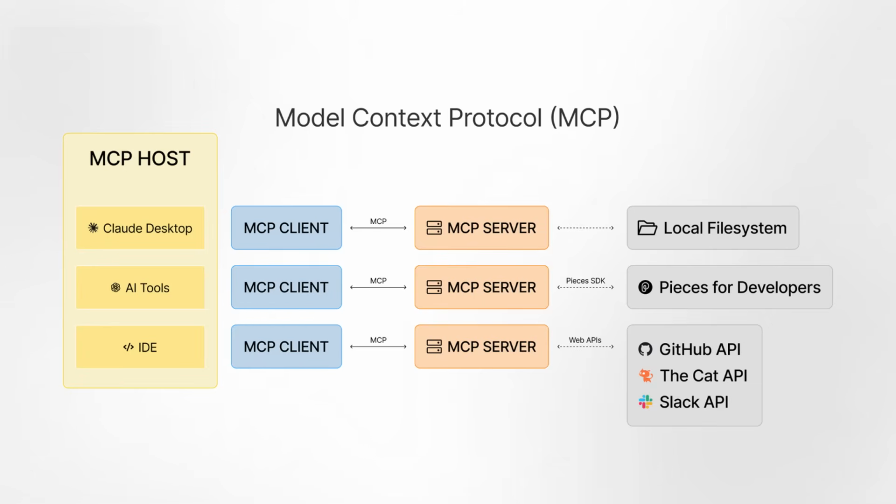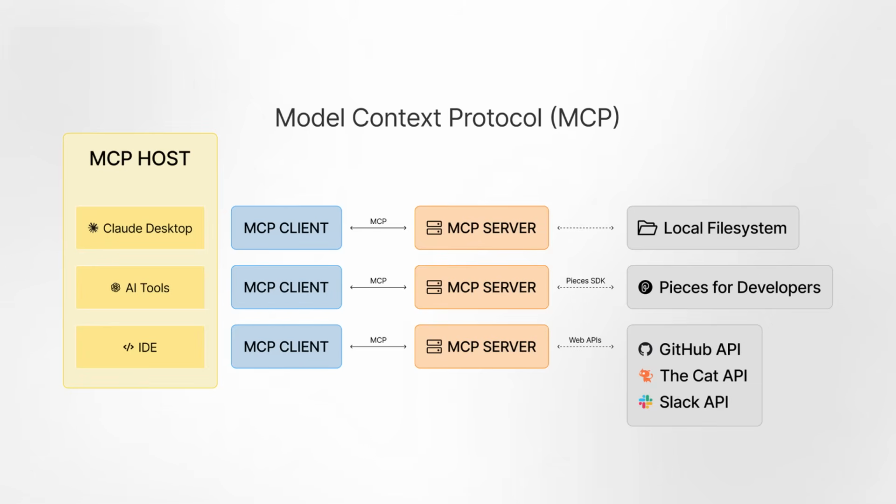MCP has three main components. MCP host, the AI application, Claude Desktop, ChatGPT, or your custom app. MCP client, an internal component that manages one-to-one connections to servers. MCP server, your service exposing capabilities via the MCP protocol.